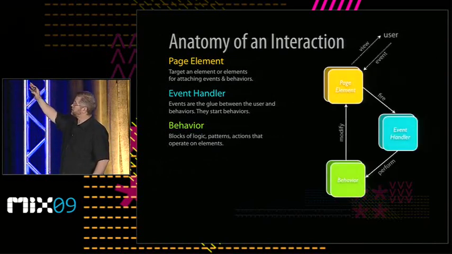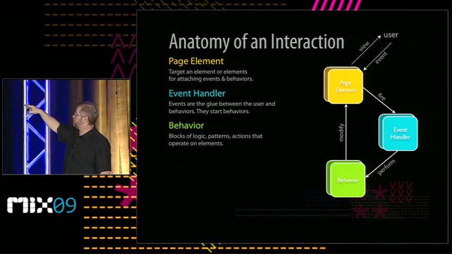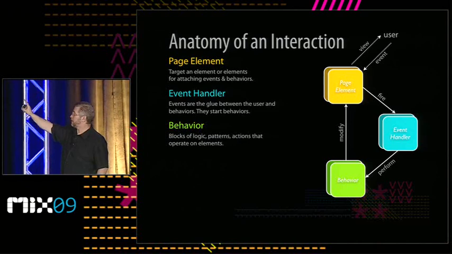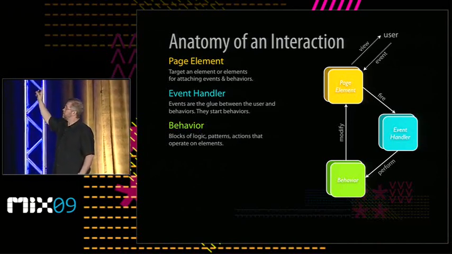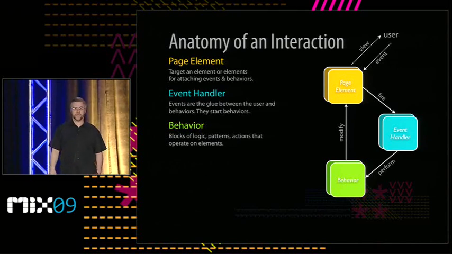There's a lot of interaction that happens between the user and the page. An event gets fired on the page element, which fires an event handler, which performs some behavior and modifies the element. That's the cycle you go through. And then the user can view that and see the response. That's sort of the goodness cycle that happens in behavior.